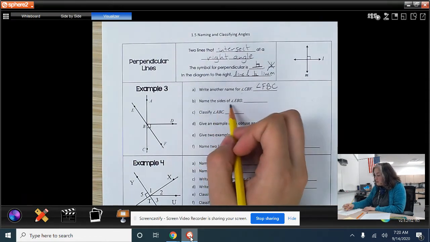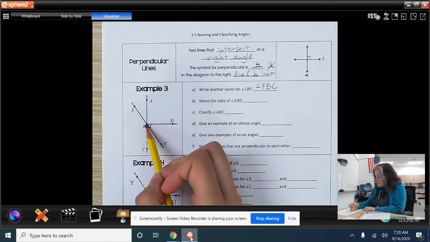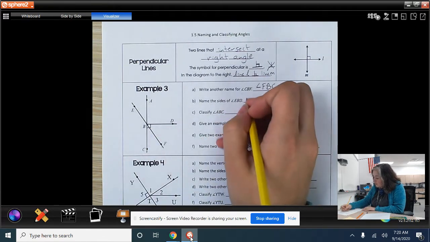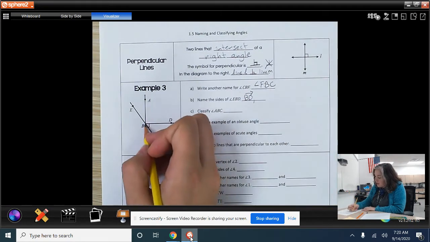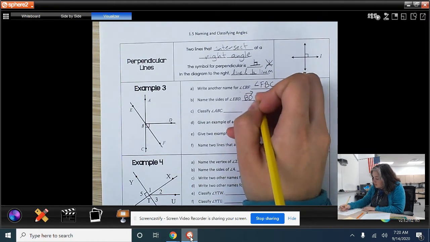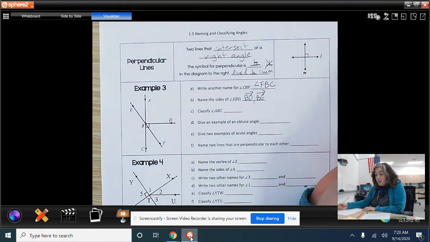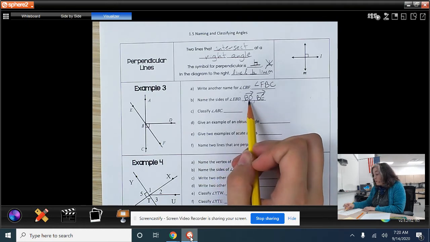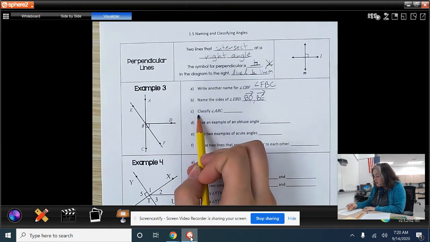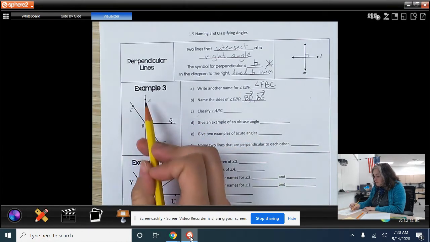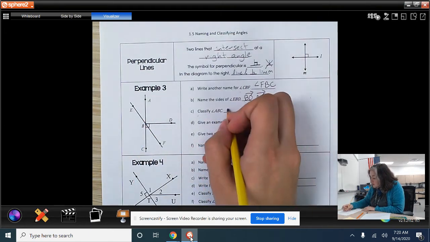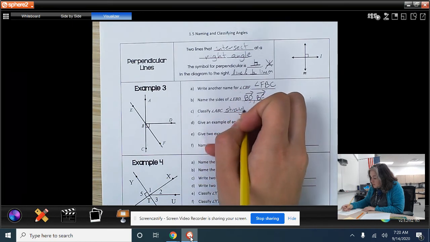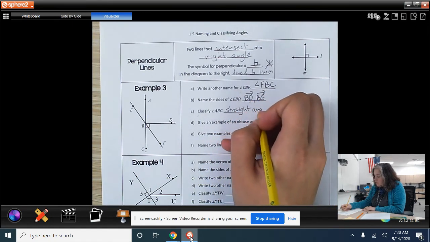We want to name the sides of angle EBD. So EBD. Well, we have BD as a ray, and we have BE as a ray. Again, order matters, so make sure that you know where your endpoint is and in what direction the side of that angle is continuing, the ray is continuing. We want to classify angle ABC. What kind of an angle is that? It is a straight angle.